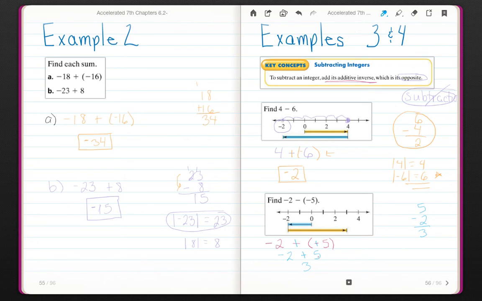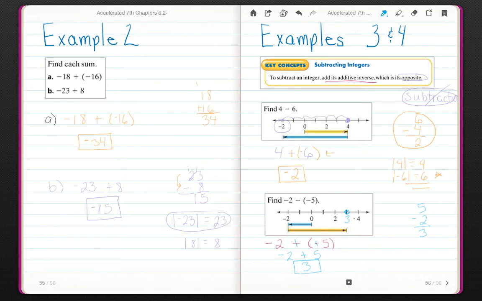But the absolute value of 5 is 5. The absolute value of negative 2 is 2. The positive 5 has the greater absolute value. So we're going to keep the positive, and the answer is simply 3, which you can see here on the number line.